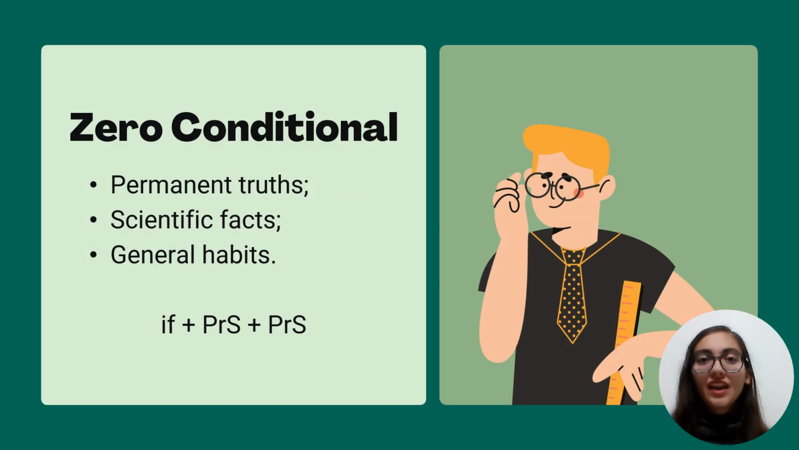Now, the first kind of conditional sentence is the zero conditional. This is used for things that are always true. We build it by using the present simple on the if clause, then present simple on the main clause again.